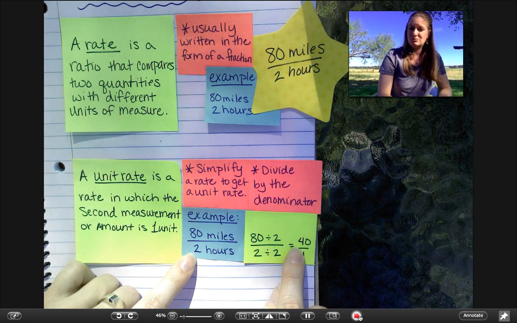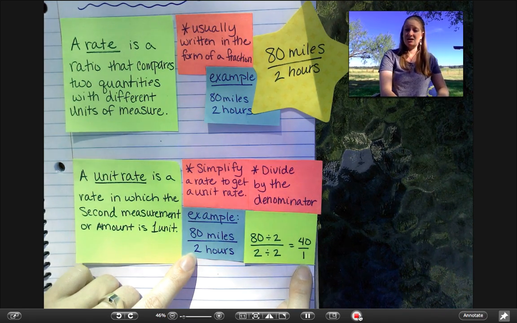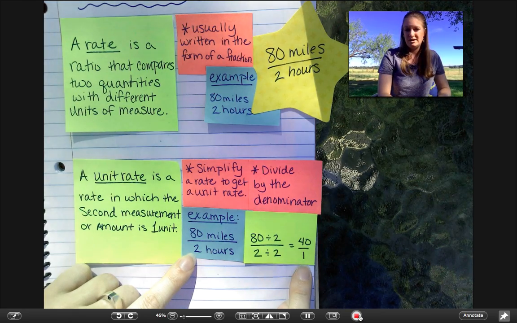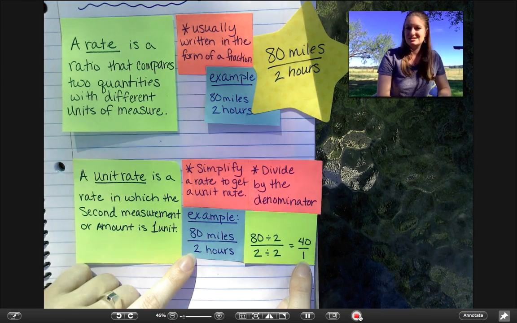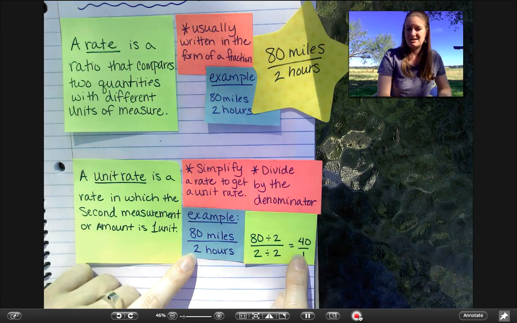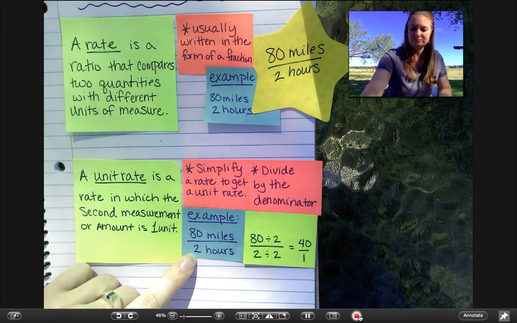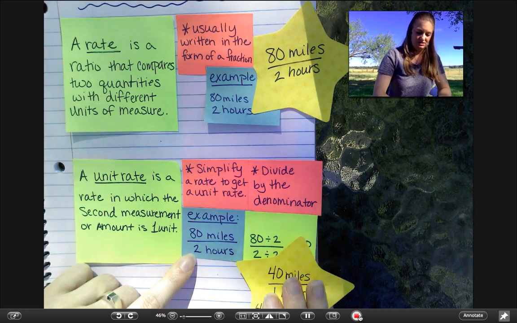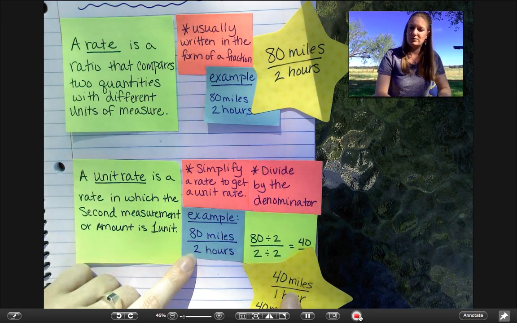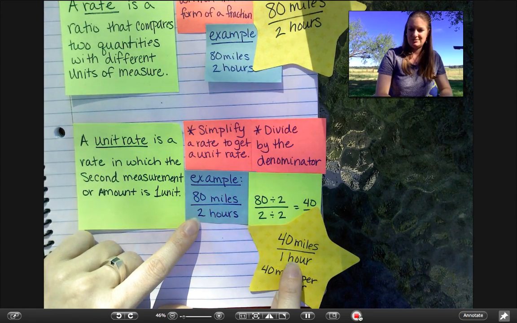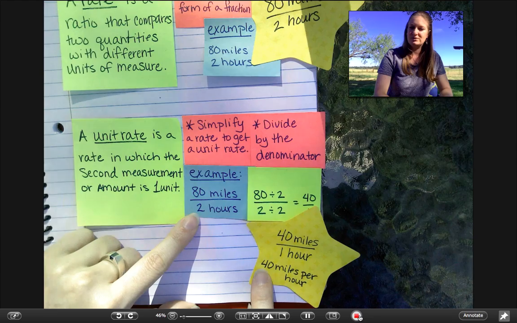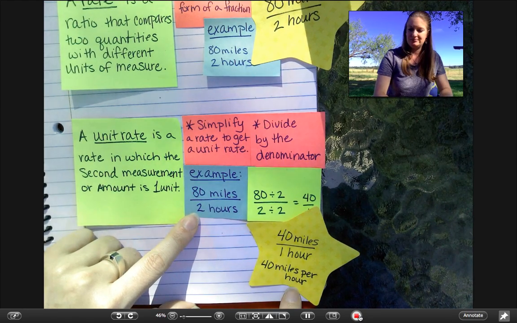Our goal for unit rates is to have our denominator as the number 1. So 40 over 1 is always our goal. Our goal is to have that denominator as 1. So we have 40 miles in 1 hour. And the way we say that is 40 miles per hour.